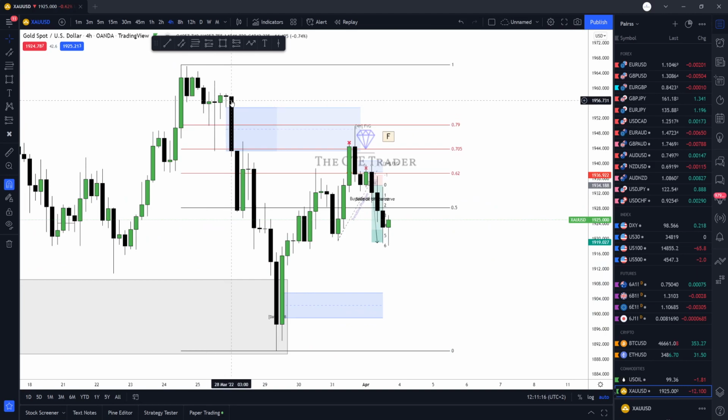Now, when we're breaking structure and we're leaving fair value gaps behind, that's a perfect target or point of interest to take a sell if we're in premium. So I've drawn this FIB already. Everything above this 0.5 is premium, everything below it is discount.